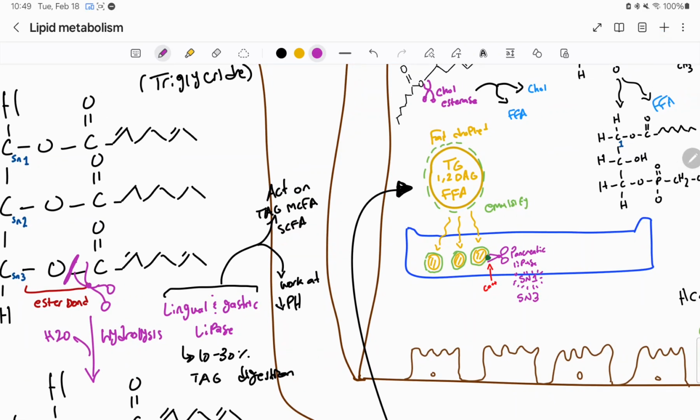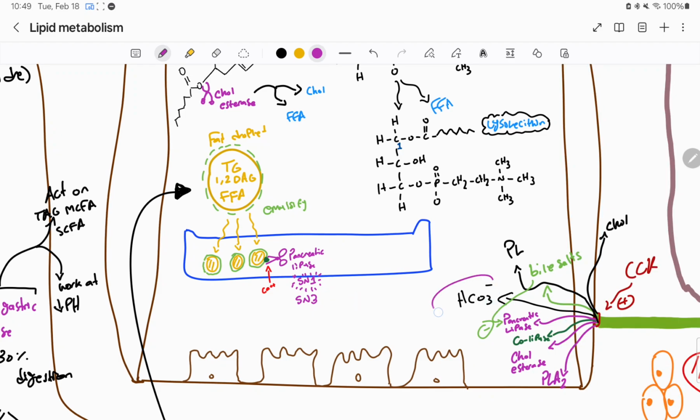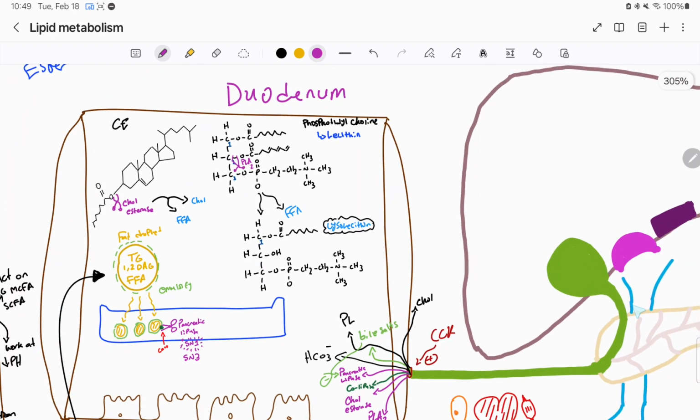And again, on top of the calcium and the colipase, it also requires a high pH to work, which is why we secreted the bicarbonate from the pancreas.